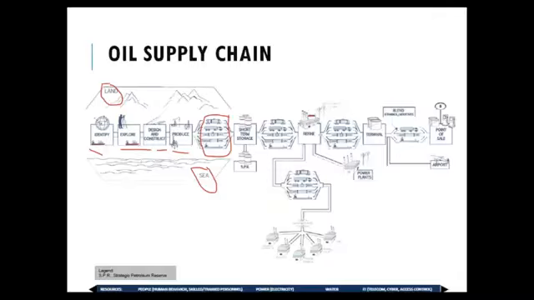Then they store it. From the storage area, if the oil fields are on land, they can be in different places. So they have a terminal where they accumulate all the crude oil from the different fields on land. Then from there they transport it to the refinery.